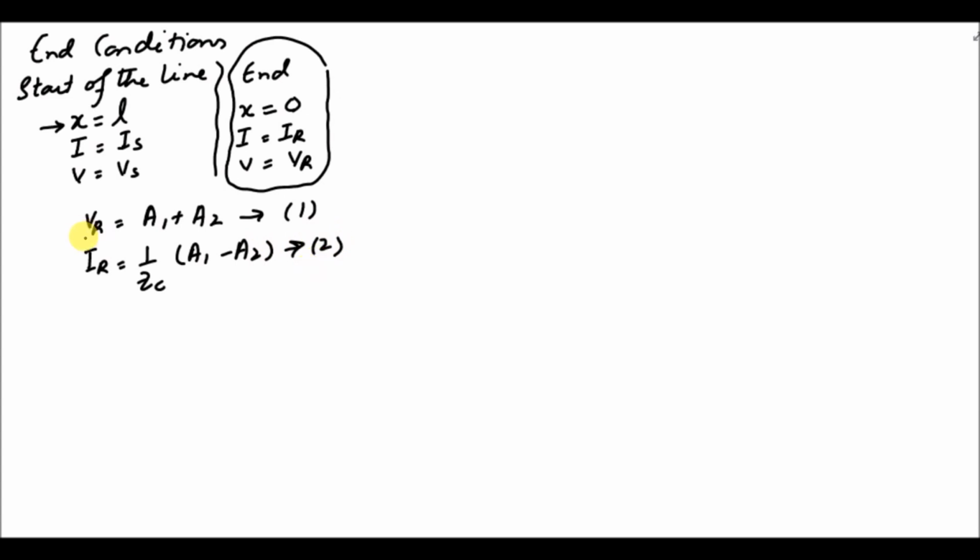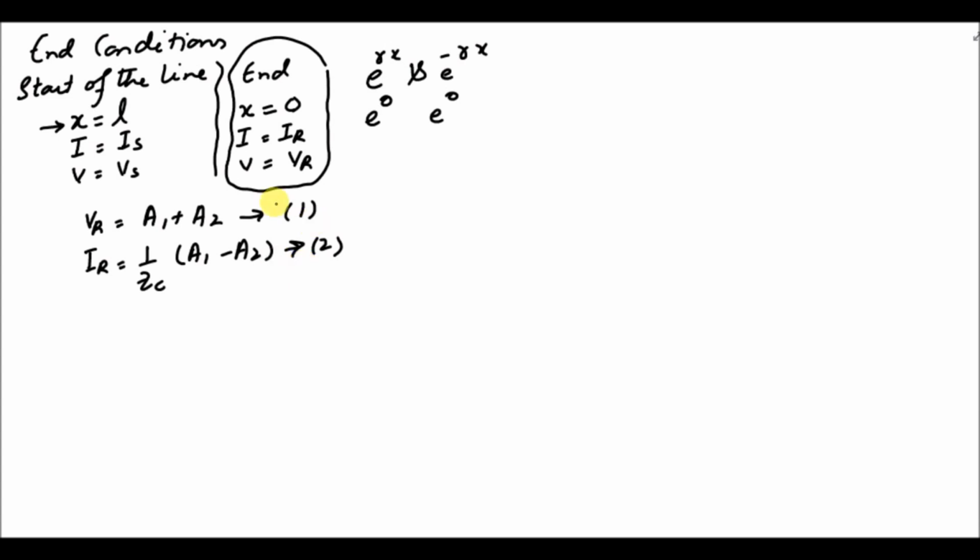So we have replaced Vx value with VR, Ix value with IR, and the value of x is 0. So we replaced e raised to gamma x and e raised to minus gamma x with e raised to 0 and e raised to 0. So this is equal to 1. Therefore we have 1 in multiplication with A1 and A2. Similarly in equation number 2 as well.